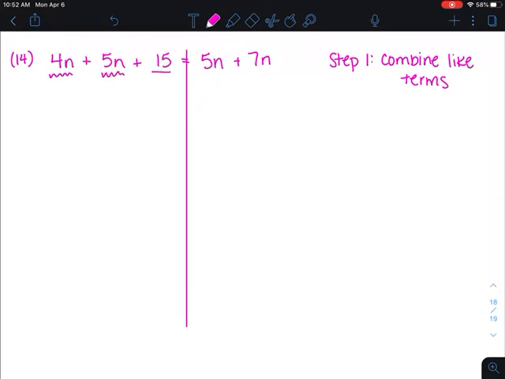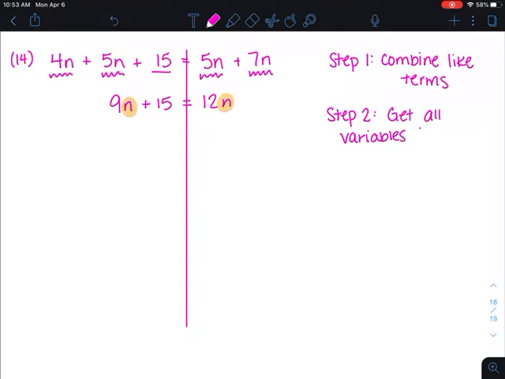So I have a variable and a constant. So on the left hand side, I'm going to add my 4n and 5n and get 9n. And I'm going to keep my plus 15 because I don't have any other constants that I can combine with. My equal sign will stay on the line. And in this case, I have a 5n and a 7n. They both have an n. I can add those. 7 plus 5 is 12. Don't forget your n.